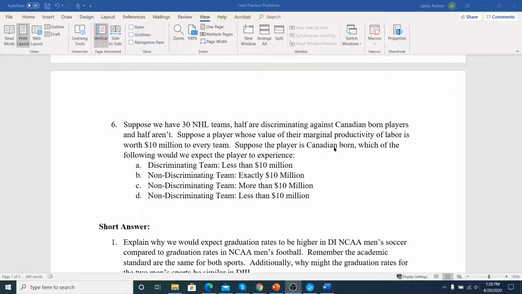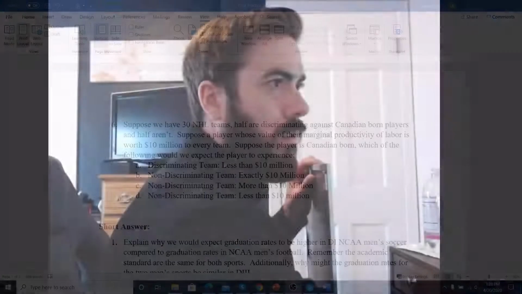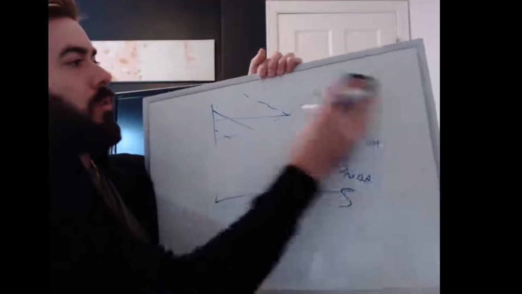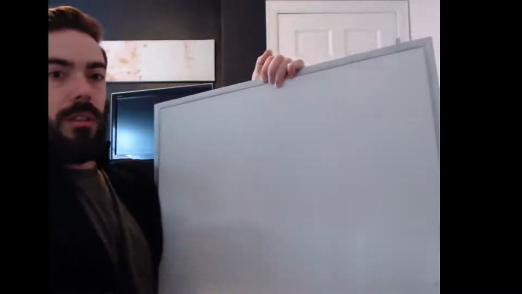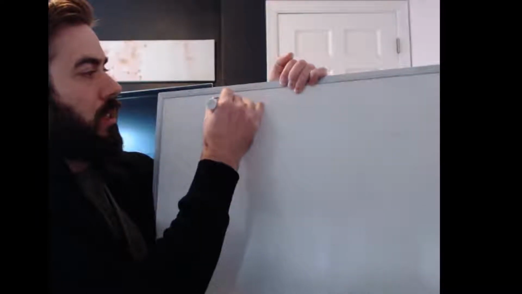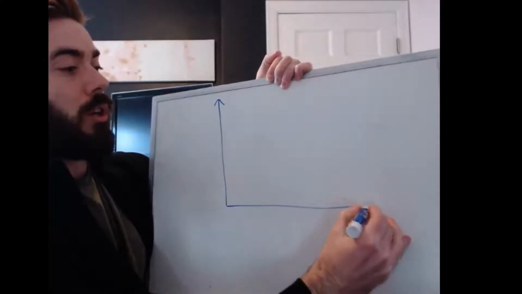So suppose the player is Canadian-born, which of the following would you expect the player to see? Well, we've got half of the teams discriminating, half of them aren't. So where do we think he would end up and how much money would he get? Well, let's go to the graph. If we've got discrimination occurring from these teams, so this is team discrimination, or employer discrimination.